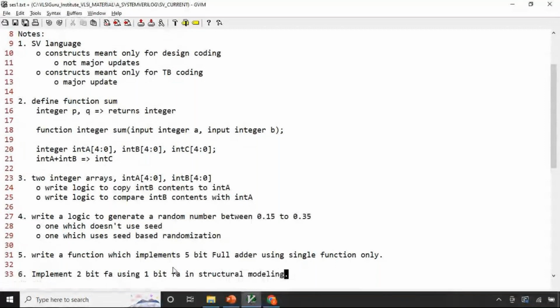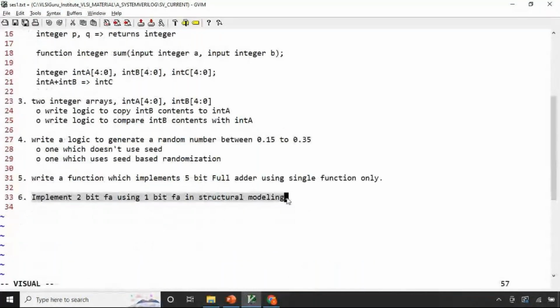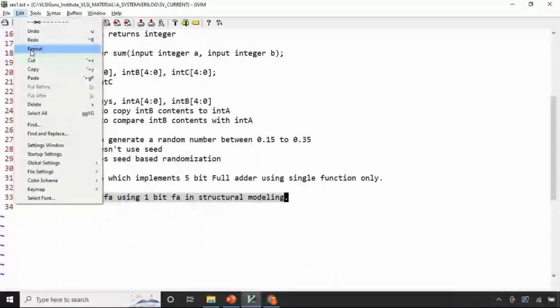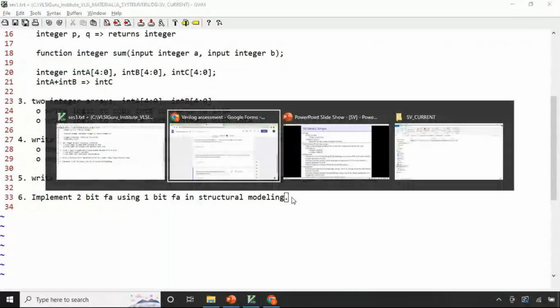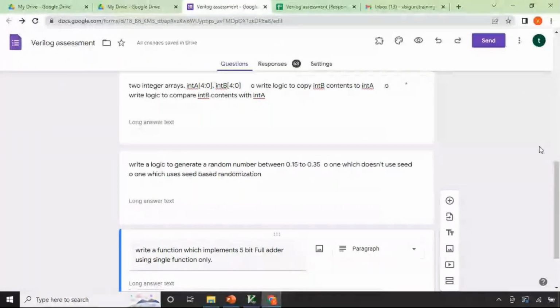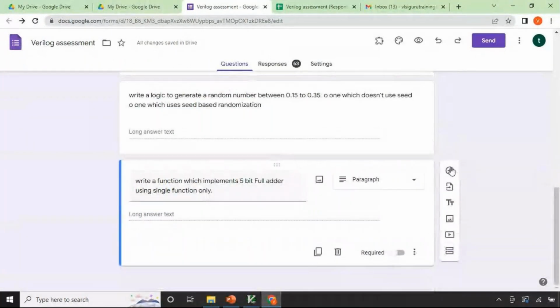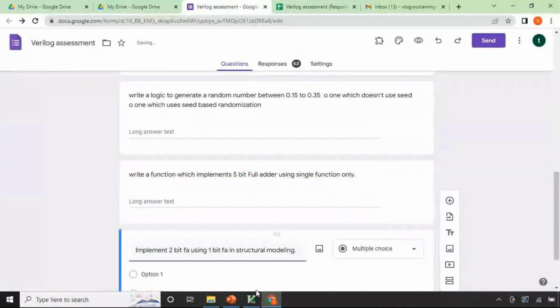This is the last question. One second. Simple 2-bit full adder using 1-bit full adder. That's all. In a structural modeling style. What is structural modeling style? You know, right?